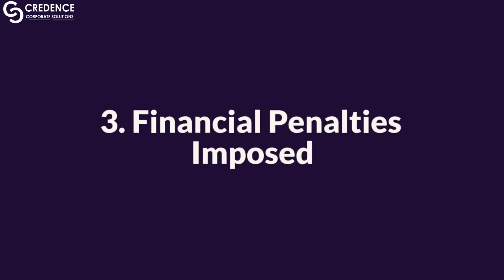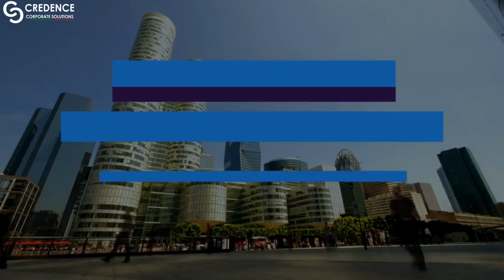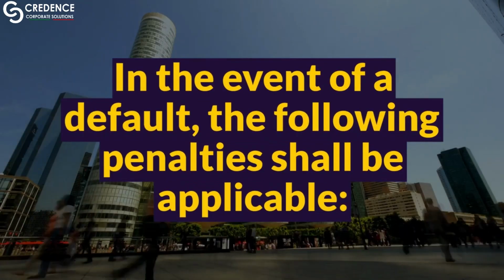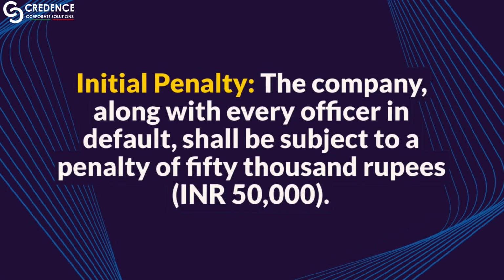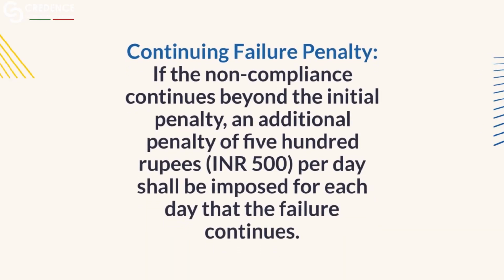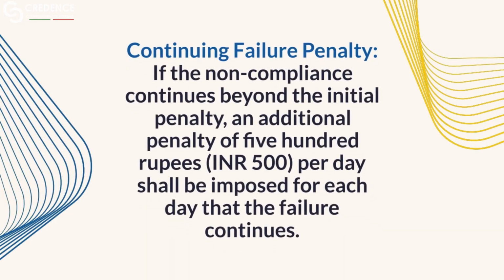3. Financial penalties imposed. In the event of a default, the following penalties shall be applicable. Initial penalty: the company, along with every officer in default, shall be subject to a penalty of 50,000 Indian rupees. Continuing failure penalty: if the non-compliance continues beyond the initial penalty, an additional penalty of 500 rupees per day shall be imposed for each day that the failure continues.